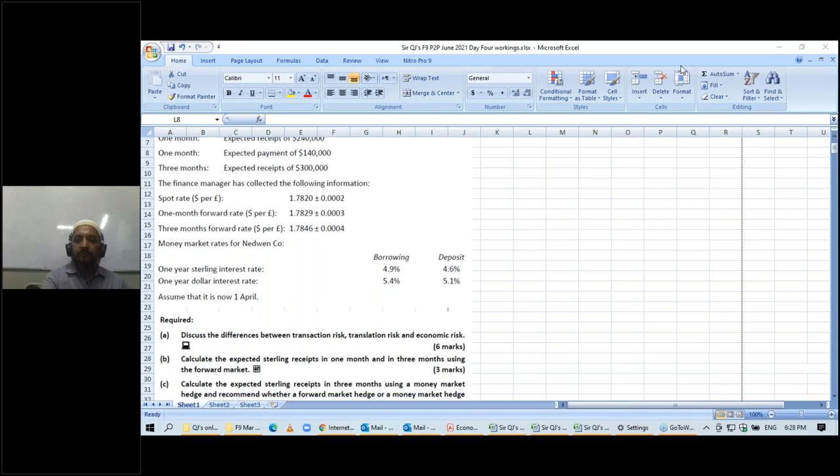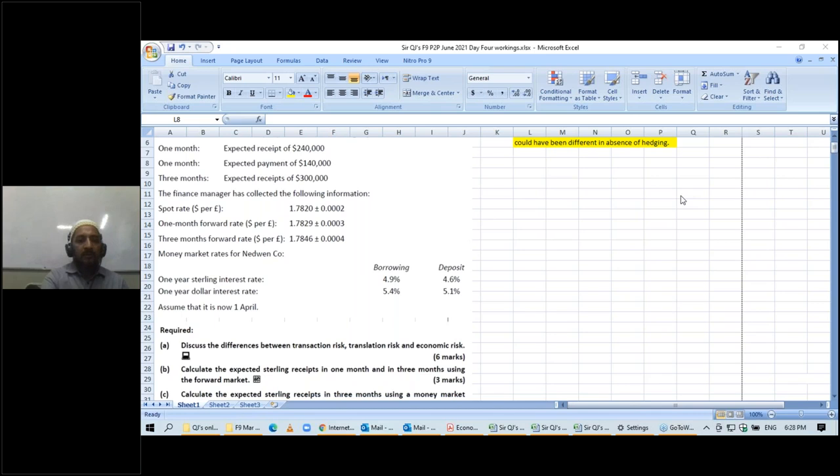In this question, risk management will usually be asked in section A and B. So the first requirement we are doing is to calculate the expected sterling receipts in 1 month and in 3 months time using the forward market.